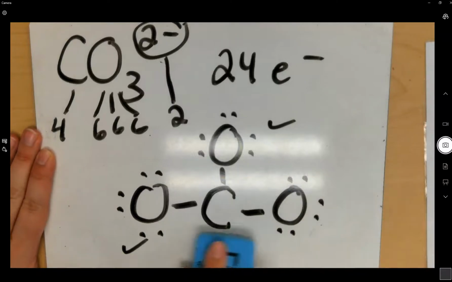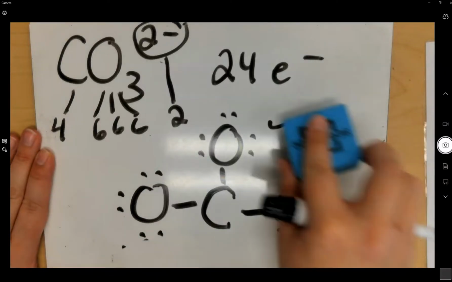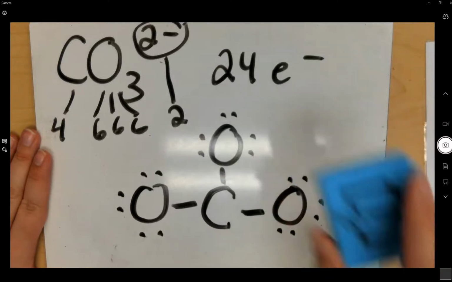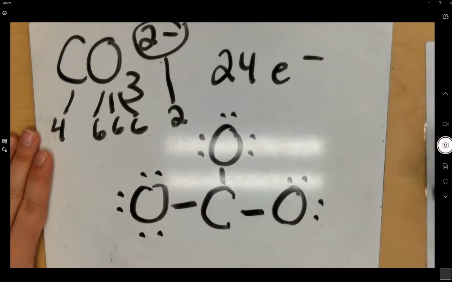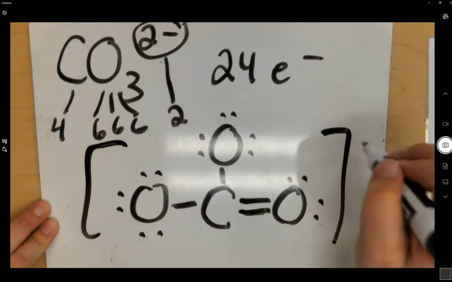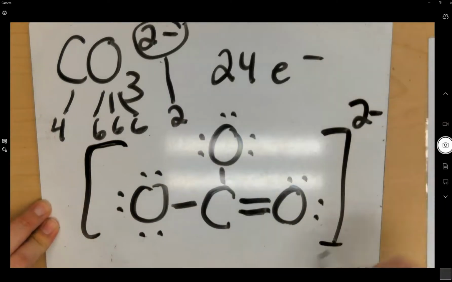Now, does it matter which oxygen I create the double bond with? Not at all, okay? These are all equivalent oxygens. So I'm going to pick this one, because why not? And that has a double bond. So it is possible to have a structure like this where there's only 1 double bond. They're not all exactly identical, okay? And this whole molecule has a -2 charge.